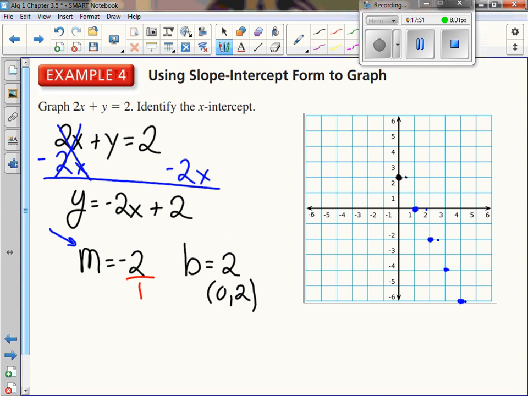Now we can also go the other direction. We could also go up 2 and left 1. Because I can either go down 2 and right 1, or up 2 and left 1. Questions on this here? Then what do we need to do last? We just need to draw a line through these points.